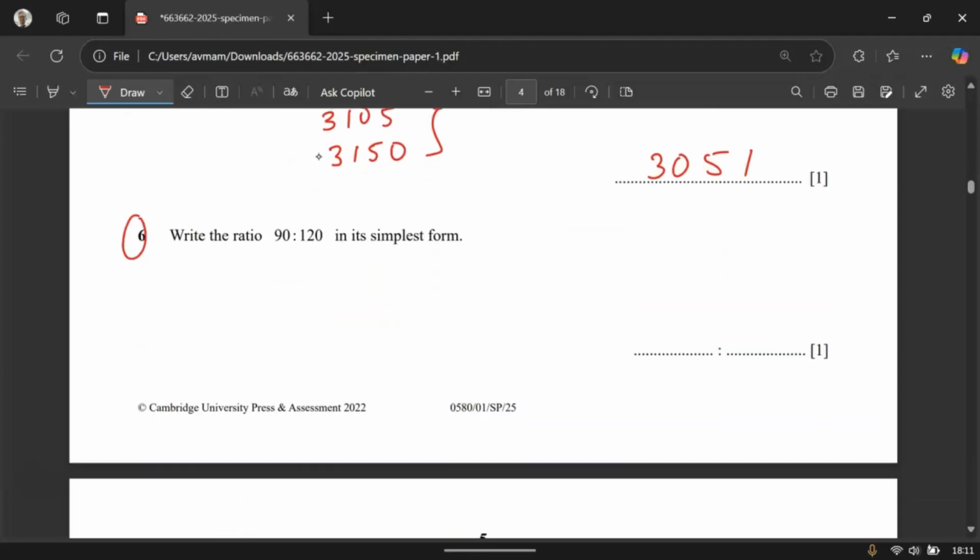Question number 6. Write the ratio 90 to 120 in its simplest form. So 90 to 120, cancel the zeros and divide by 3, divide by 3. 9 divided by 3 is 3, 12 divided by 3 is 4.